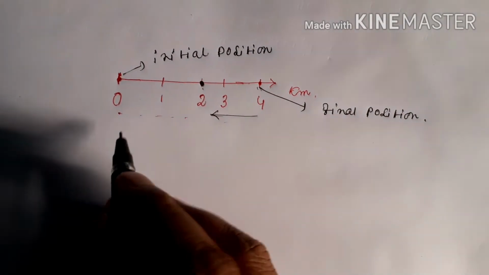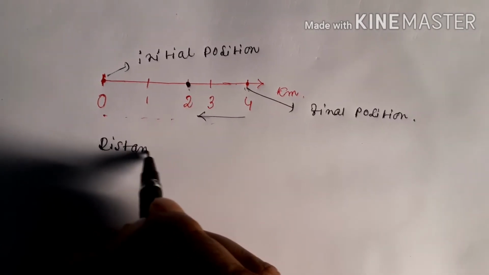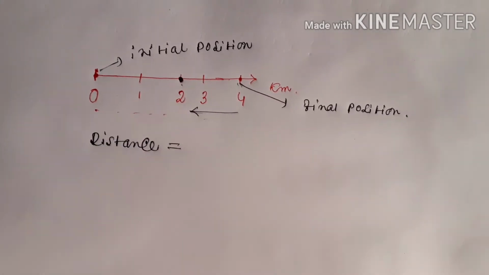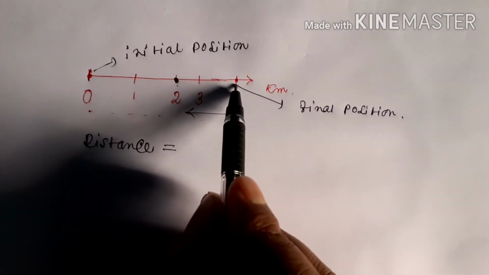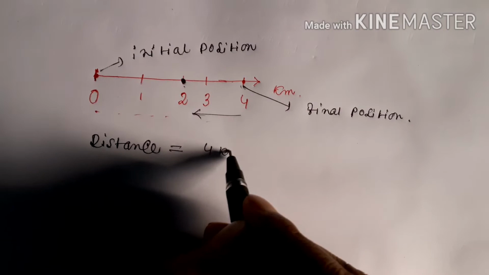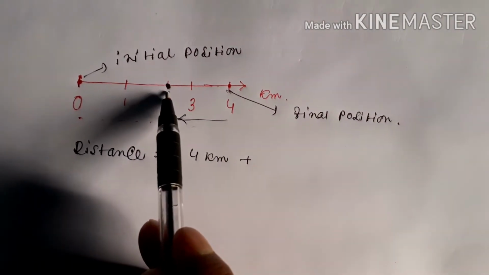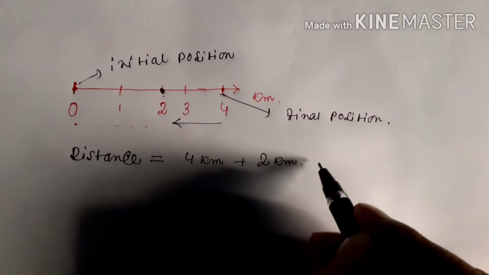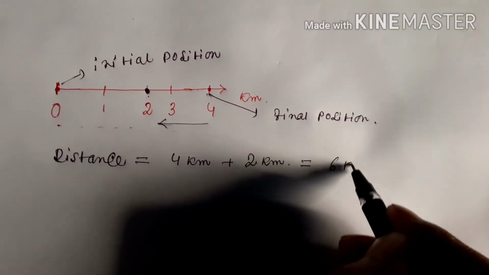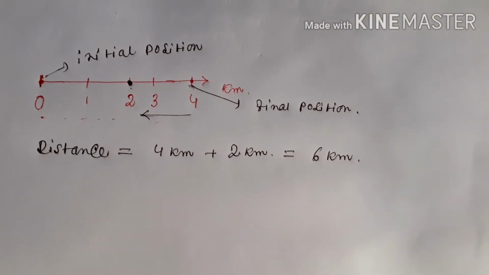So if you talk about the distance covered, how much is it? From here to there first it moved 4 kilometer forward, plus from here to there it moved 2 kilometer backward. So total distance covered is equal to 6 kilometer. Maybe you understood what the distance covered is now.